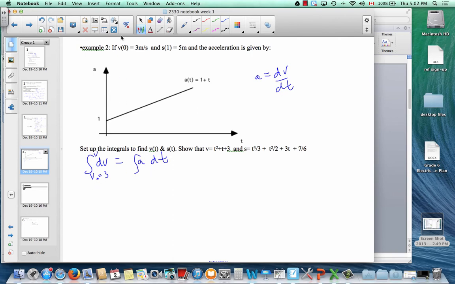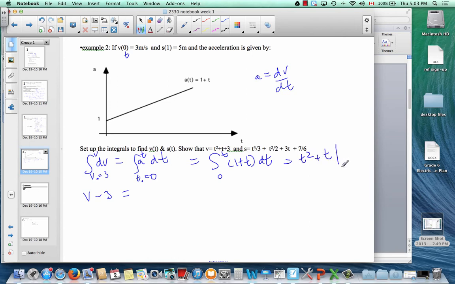Now that 3 meters per second corresponds to a time of 0. So our initial time here is 0. And then we're integrating up to some unknown final time. Okay, now this side's really easy. The integral of dv is just v, but then you've got to put in the upper and lower limits and subtract. This side here, well, we can put in our acceleration function. It's just 1 plus t dt. So when we integrate that, we're going to get t squared over 2 plus t. Then we have to put in the upper and lower limits and subtract.